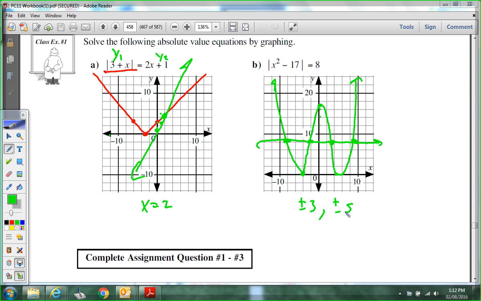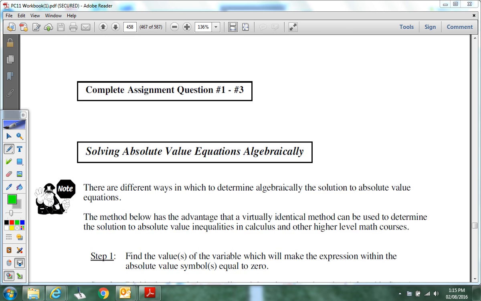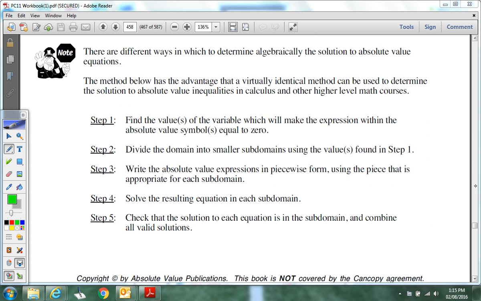All right. So the idea from this is you're seeing that there's often more than one answer. You can't just solve what's inside and call it done with one answer, when you have the opposite or the negative case you have to think of. So there are different ways to determine algebraically the solution to absolute value equations. The method below has the advantage that a virtually identical method can be used to determine the solution to absolute value inequalities in calculus and other high-level math courses. So we don't have to worry about that part, but these are the steps to doing so.